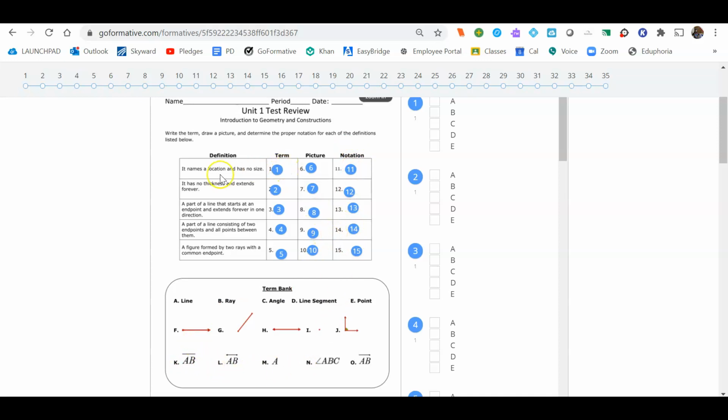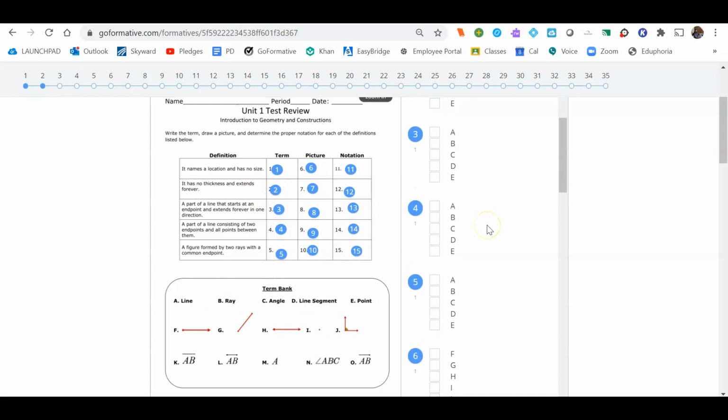So number 1, the term, it names a location with no size. What has no size is a point. Number 1 is going to be E. And I know this seems like a lot, 35 questions, but remember, 15 of them are just these matching. Number 2, it has no thickness and extends forever in both directions, you would call that a line, right? So not a line segment, but a line.